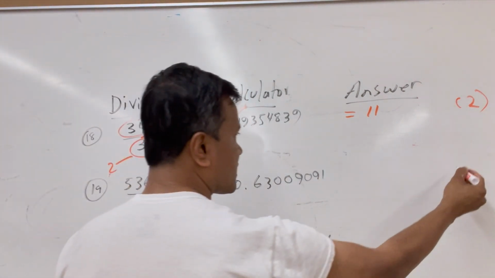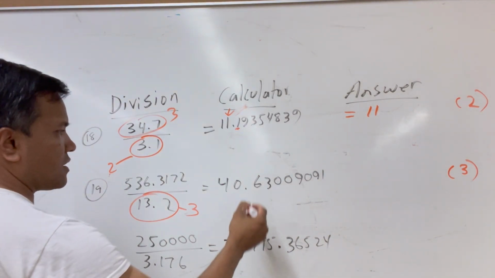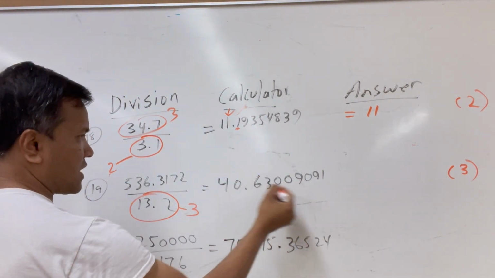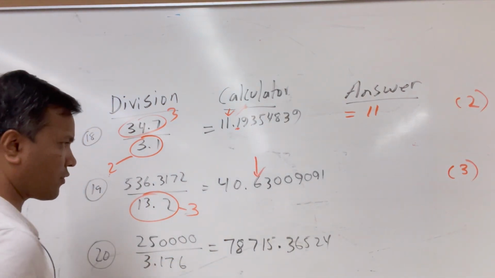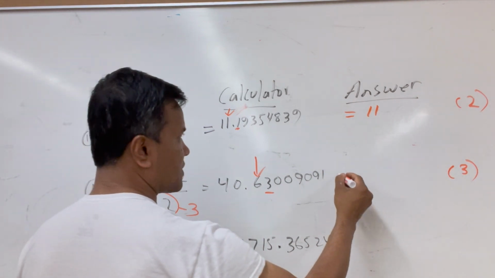My final answer cannot have more than 3 sig fig. So where is the 3 sig fig? This is where the calculator gave me. So this is 3 sig fig. So 40.6 is because this is smaller than 5.